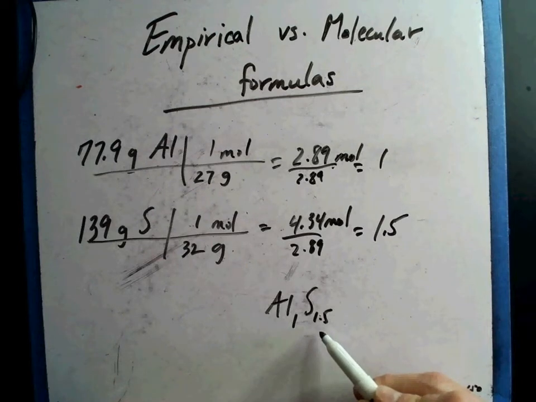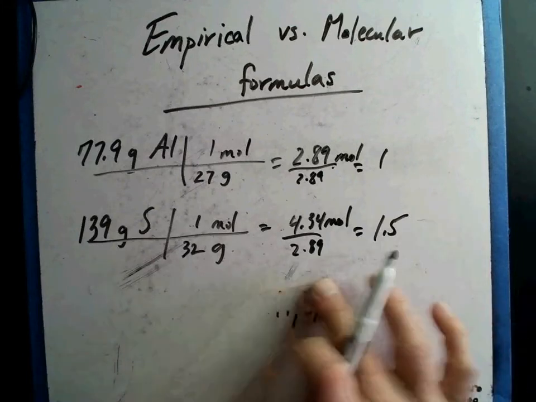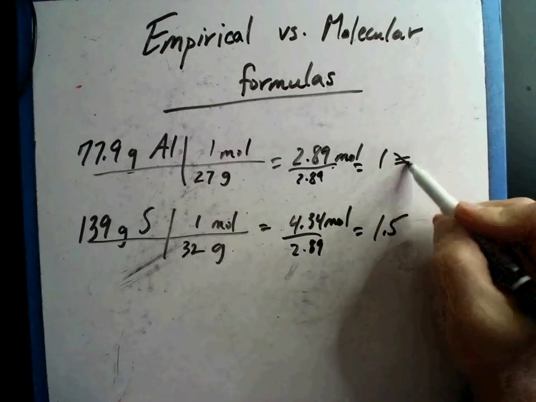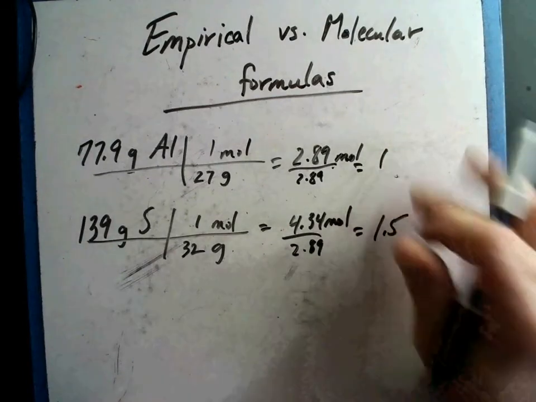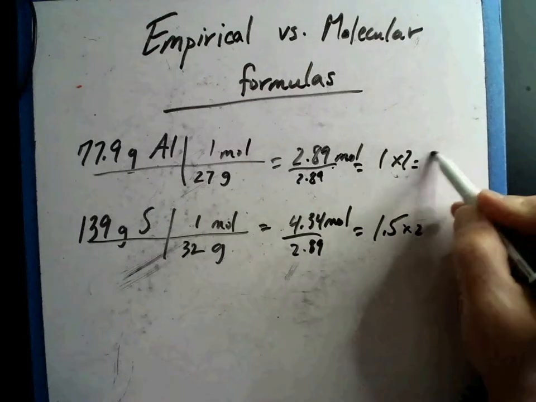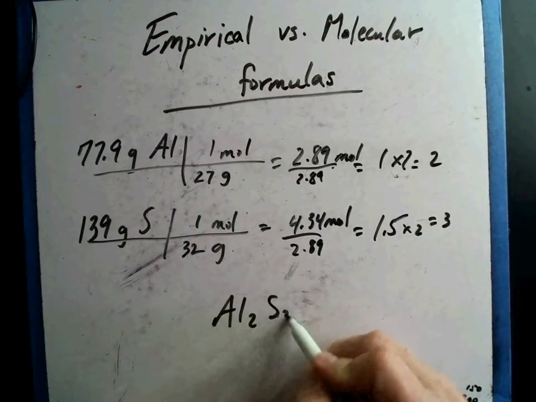So whenever you have a 0.5, that means a half. How do you get rid of a half? You get rid of a half by multiplying by 2. So you're going to multiply them both by 2. So your ratio comes out to a 2 to 3 ratio. So your formula is Al2S3. And you saw that in the other video.